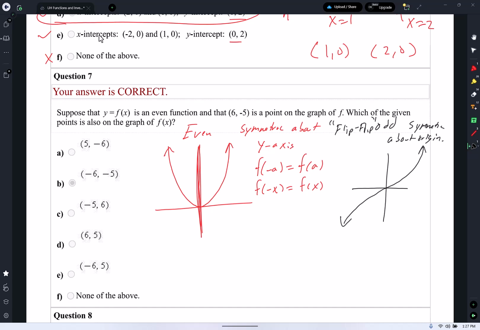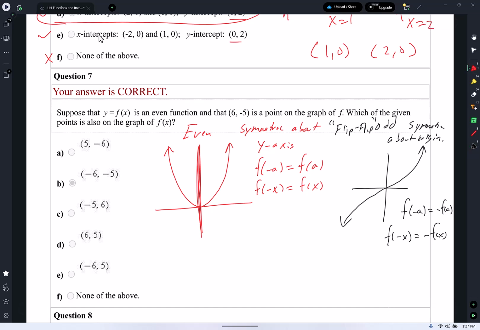So if you're in quadrant 1, you're going to be in quadrant 3. If you're in quadrant 2, you're going to be in quadrant 4. If you're in quadrant 3, you're going to be in quadrant 1. If you're in quadrant 4, you're going to be in quadrant 2. Did I mention all of them? I think we got them all. Sometimes they'll say this: f of negative a equals negative f of a, or f of negative x equals negative f of x.